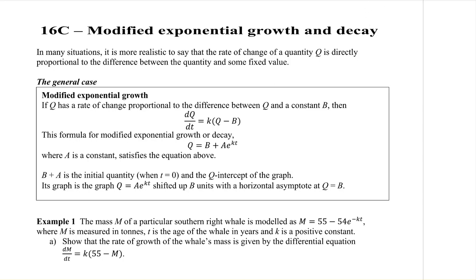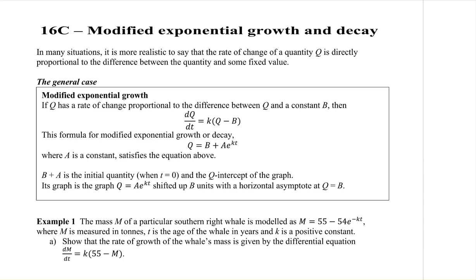Alright, so the last section that we're looking at is modifying what we did last lesson. So it's still exponential growth and decay, but it is modified slightly because, let's read the little text there. It says, in many situations, it is more realistic to say that the rate of change of a quantity Q is directly proportional to the difference between the quantity and some fixed value.